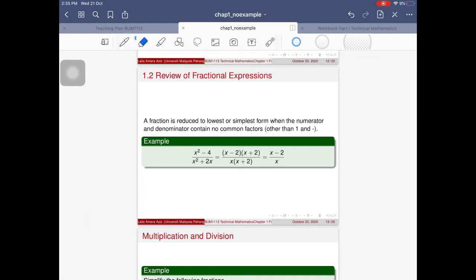Alright, topic 1.2 is going to be a review on fractional expressions. So basically we're going to talk about fractions. There are going to be four major operations that we're going to talk about. First is going to be multiplication and division, and then addition and also subtraction.